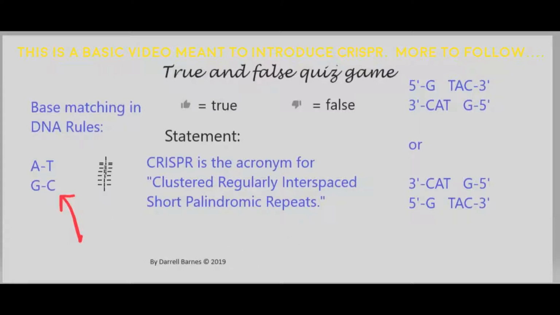Before we get to what it means, let's talk about some DNA rules just for a moment. Remember that when we base pair in DNA, the adenine bonds to the thymine, or vice versa, thymine to adenine, guanine bonds to cytosine, or vice versa, cytosine to guanine. Also remember that DNA runs in an anti-parallel configuration, 5' to 3', 3' to 5'. The strands are mirror images of one another, and they run in opposite directions.